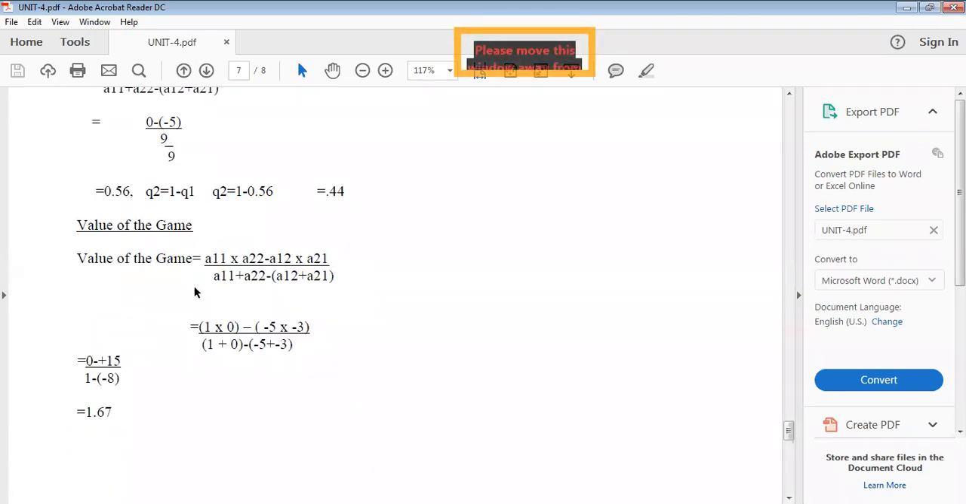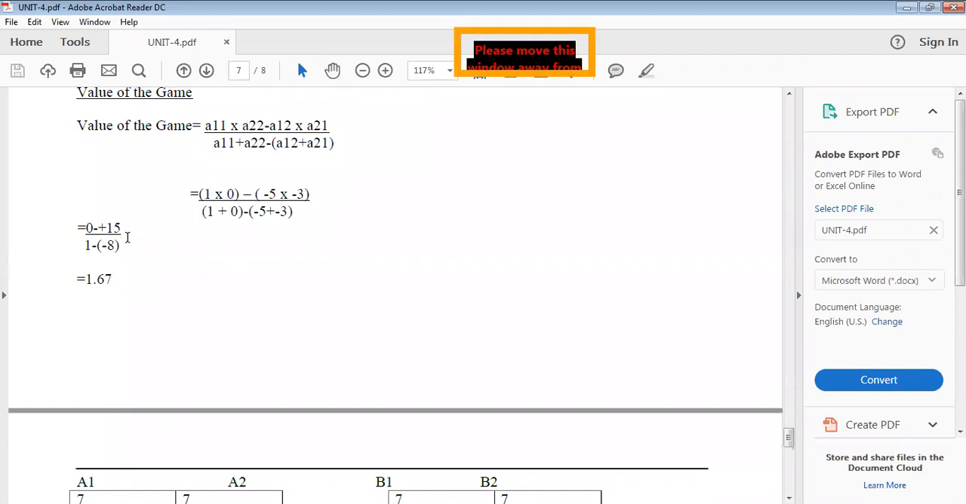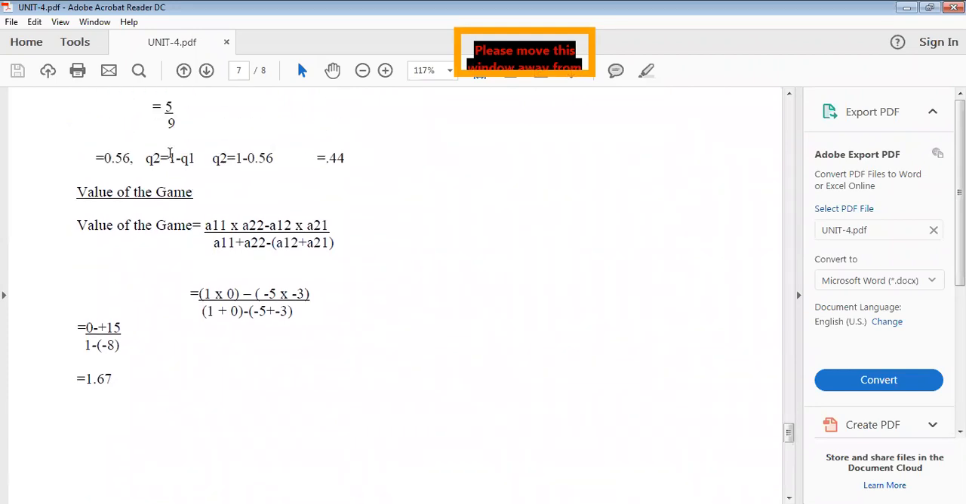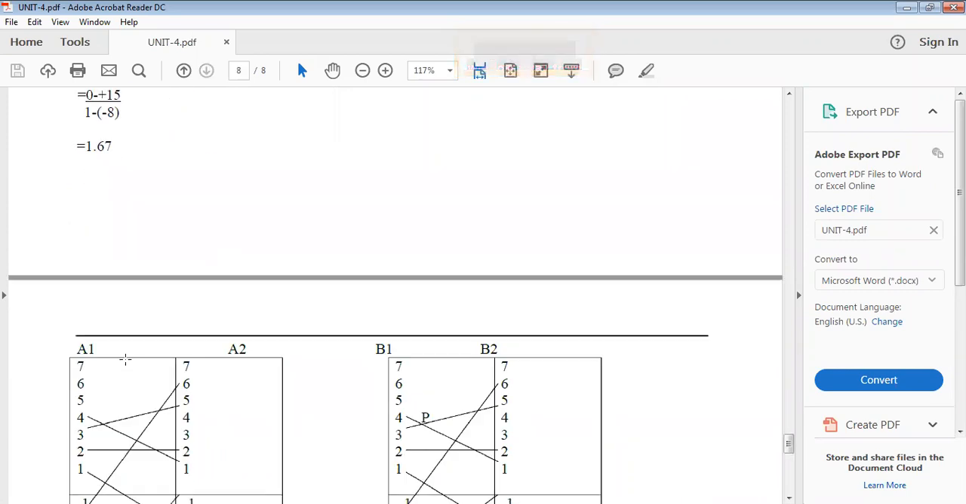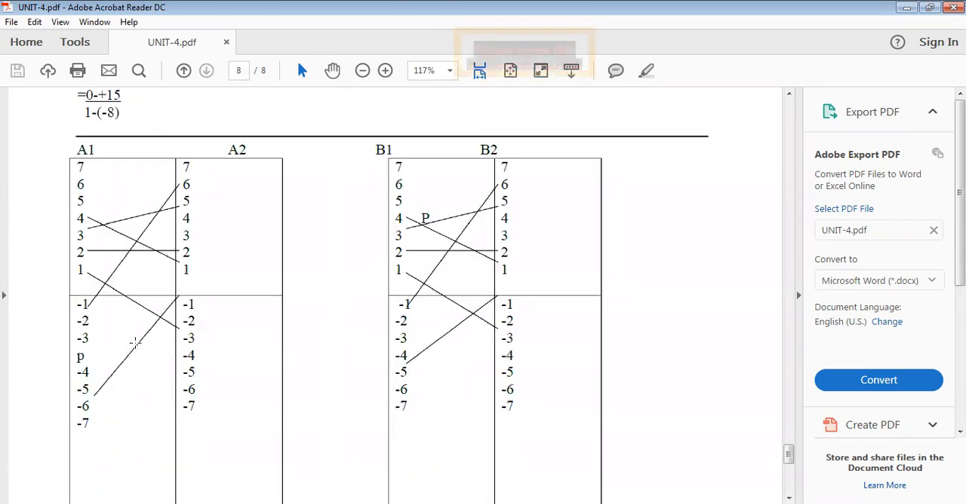Value of the game is equal to, and A11, all these things. The value of the game means the same formula, you have to keep it. In that particular formula, you substitute all the values A11, A22, A12, A21, and automatically you will get the value of the game. So like that, the values are coming here.